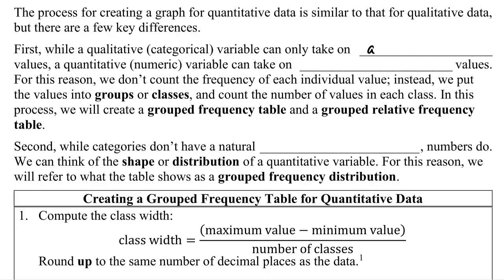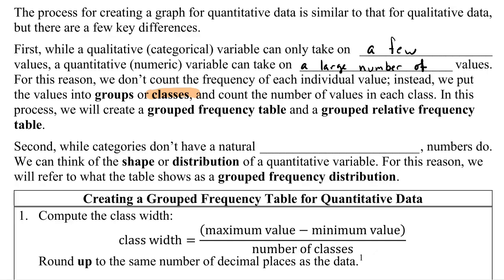Now, the most important difference happens because for qualitative data, our variable can only take on a few values. On the other hand, for quantitative numeric data, there are lots and lots of numbers, right? So a quantitative variable can take on a large number of values. So in general, it's not going to make sense to count the frequency of each individual value. Instead, we put the values into groups or classes, and then count the number of values in each class.